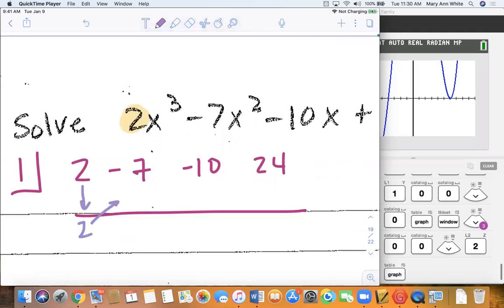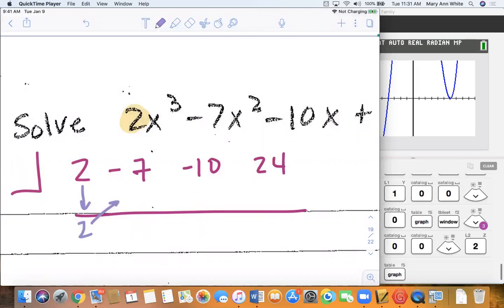Got 2, 2 times 1 is 2, which is -5, which is -5, which is -15. Oh, 24 minus 15 will never be 0. Okay, reverse, reverse. All right, let's try -1 then. So 2 times -1 is -2. That gives me -9, which gives me +9, which gives me 1. But 24 minus 1 is not 0, so that doesn't work.